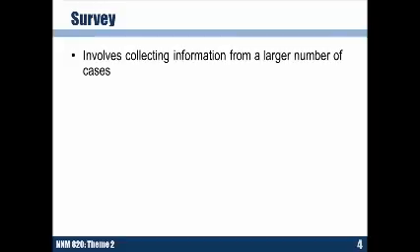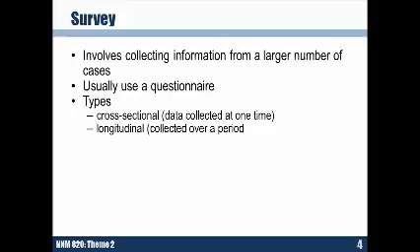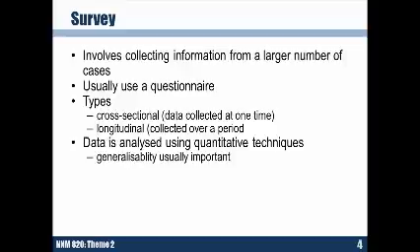When we do surveys, we collect information from a large number of cases. And we usually do this with a questionnaire. And you get different types of surveys. You get a cross-sectional survey, which is data that we collect at one time across a number of sections, or you get longitudinal types, which we collect data over a particular period. So you would do every 3 or every 5 years, you would administer the same questionnaire to the same people or to the same kinds of people.